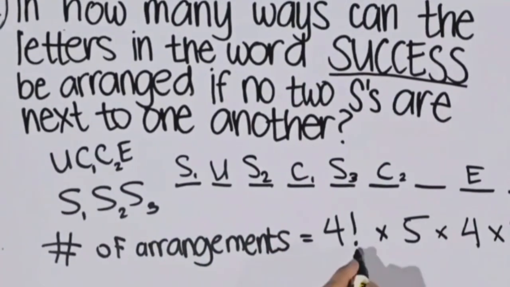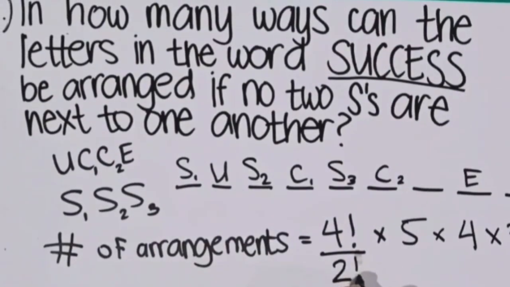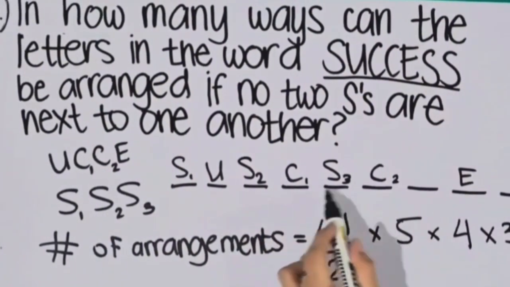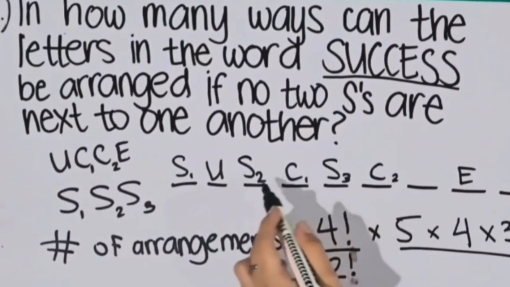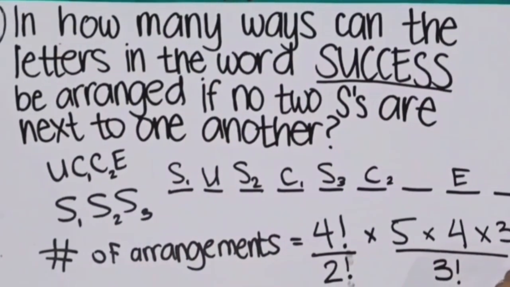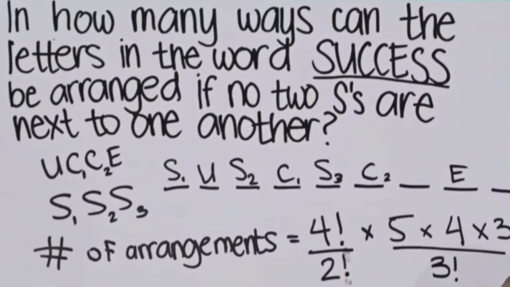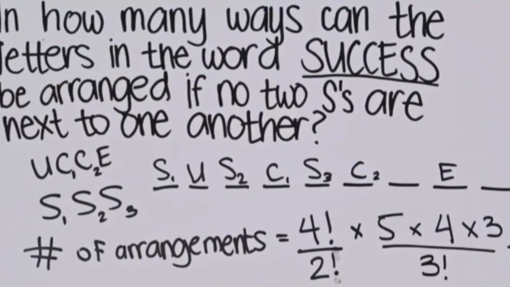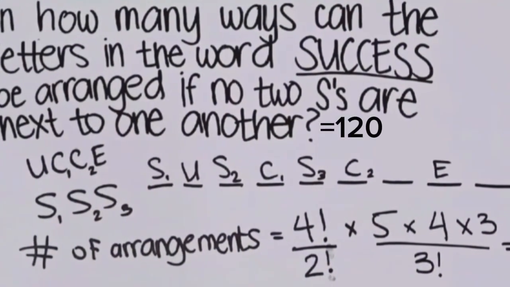After this, we will divide 4 factorial by 2 factorial since there are 2 C's. This is done to avoid replications. The same is done for the 3 S's. We will divide 5 times 4 times 3 by 3 factorial. In the end, we will get 120 possible arrangements.